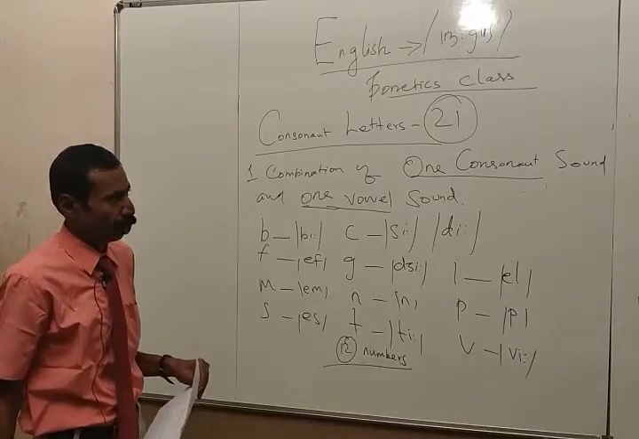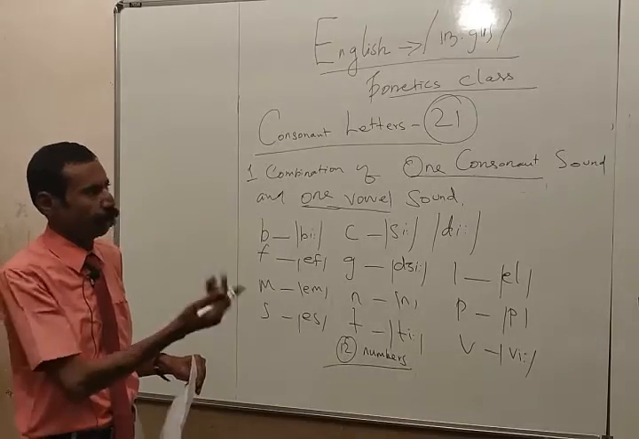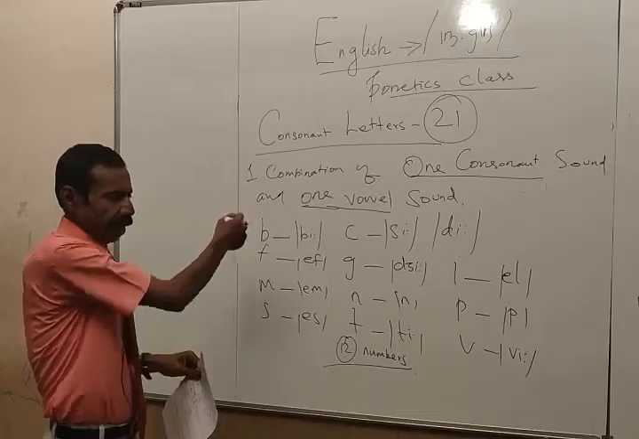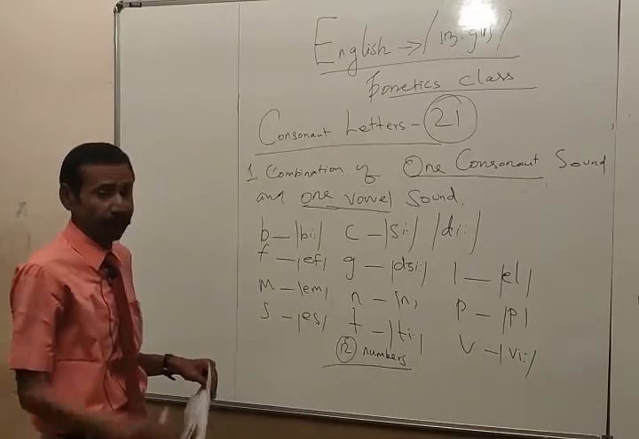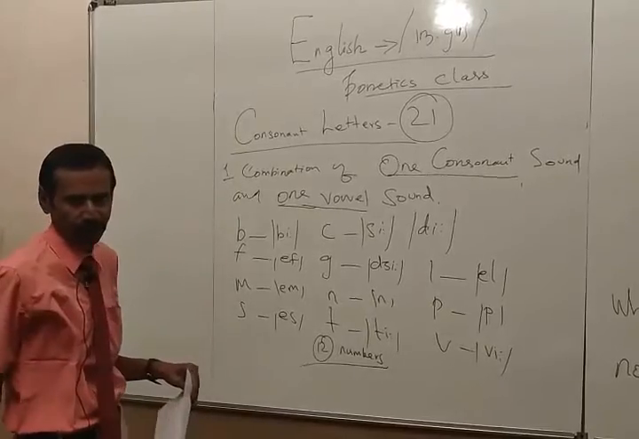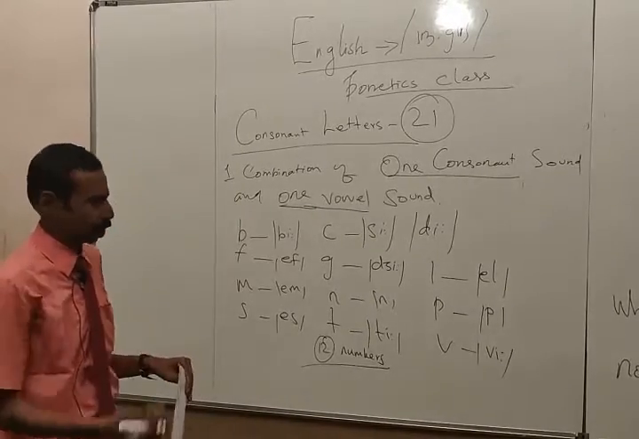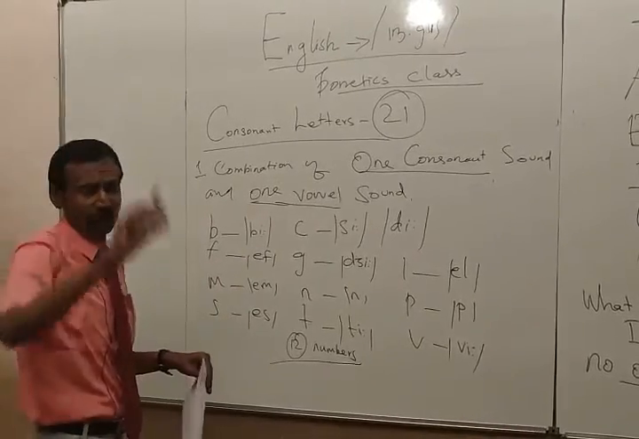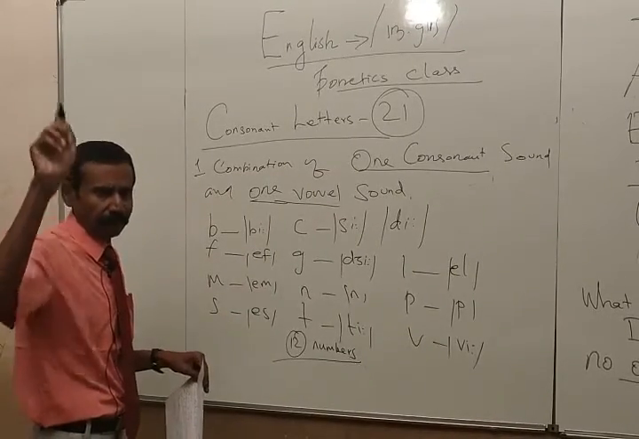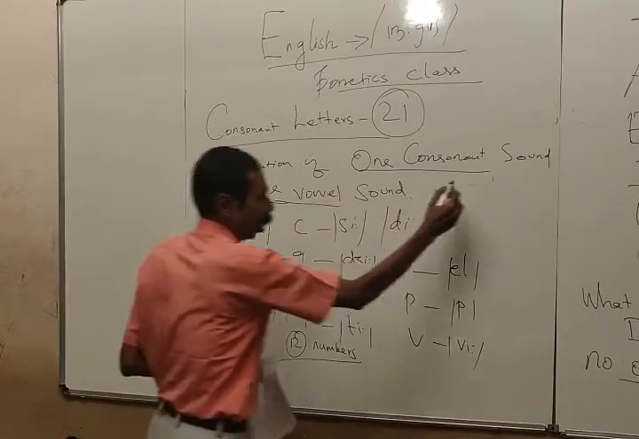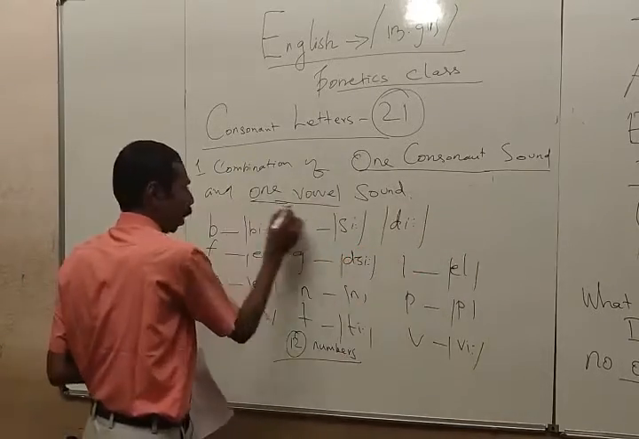Before, we taught you vowel sounds and letters. Here now we are going to discuss consonant letters and sounds, and how we are going to pronounce them. There are 5 divisions. One among the 5 is the combination of one consonant sound and one vowel sound.